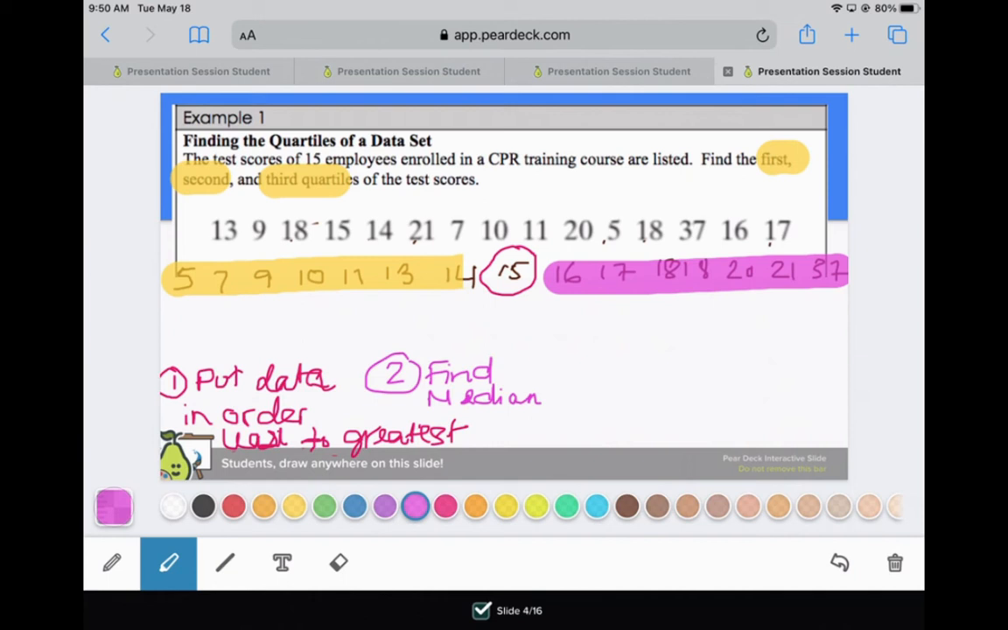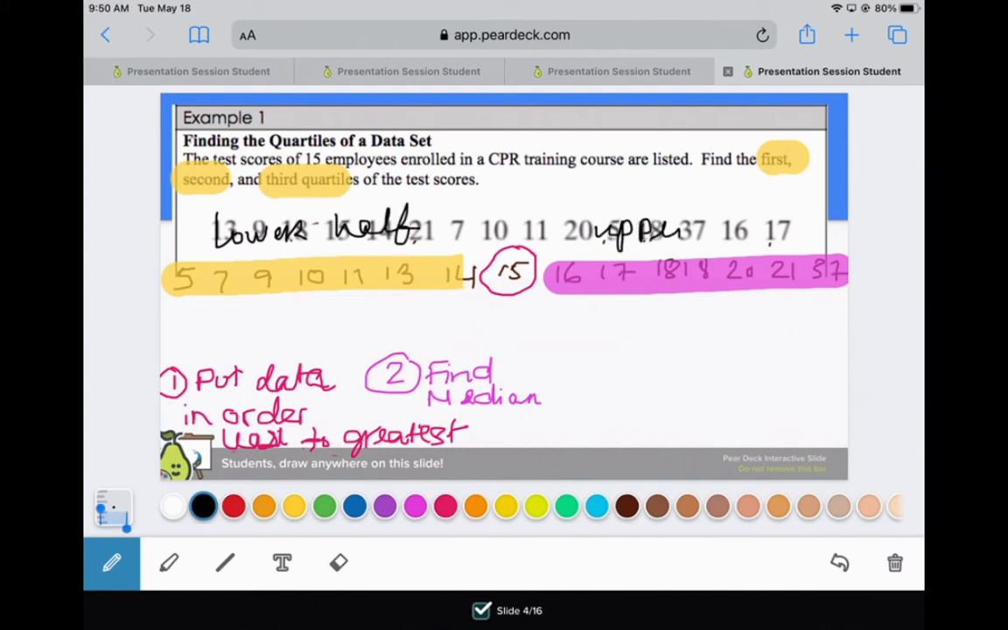And what I'm going to call this part right here is the lower half. And this part right here, the one that I highlight in purple, I call the upper half. Okay. So step number 2, when I find that median, I split my data into the lower half and the upper half.